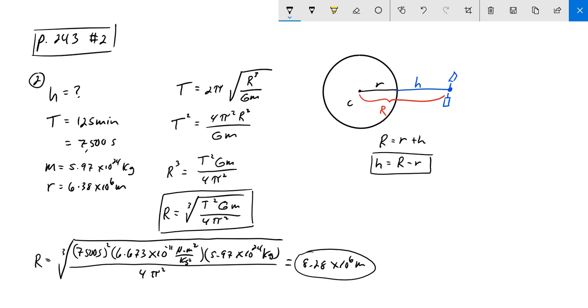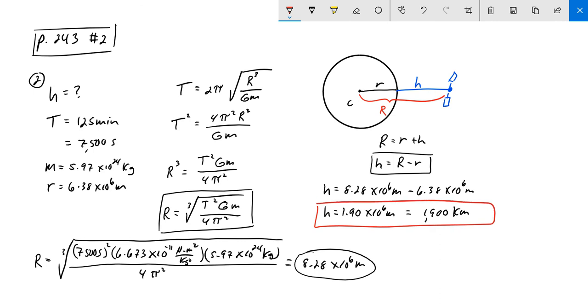So if I want to find the height of the satellite, the altitude of the satellite, then I'll use this equation where height will equal our big R, 8.28 times 10 to the 6 meters, and I'll subtract the radius of the Earth, 6.38 times 10 to the 6 meters. The ultimate answer that we get for this problem is 1.90 times 10 to the 6 meters, which is 1,900 kilometers. So that satellite is way up there. Here's the answer right here.